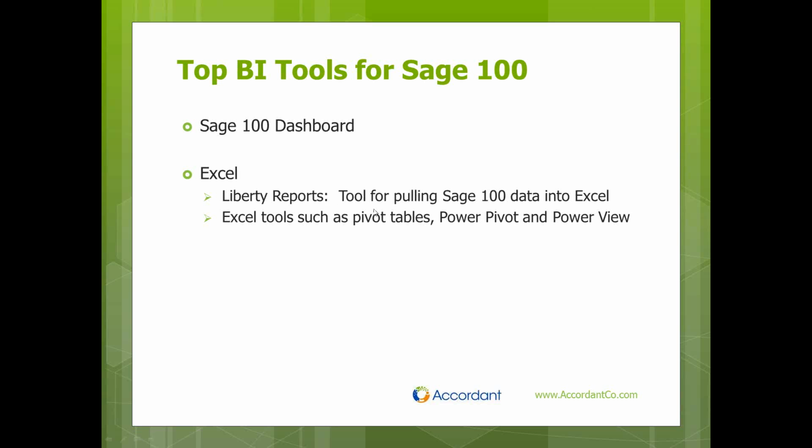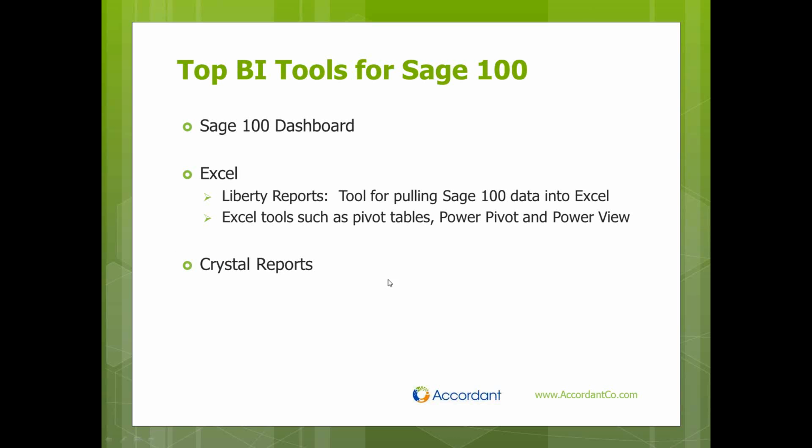And they've added tools. Pivot tables is one of my favorites. It's been around for a long time. They've gotten easier and easier, and recently Microsoft introduced Power Pivot, which is very robust. It's like pivot tables on steroids. That's a great tool. And the most recent version of Excel has a tool called Power View that can be used to create dashboards. So Excel is really one of the leading BI tools for Sage 100.